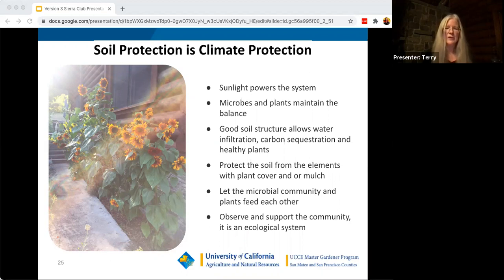So protect the soil from the elements with plant cover and/or mulch. Let the microbial community and plants feed each other, and observe and support the community. It really is an ecological system. The earth really is one big community.